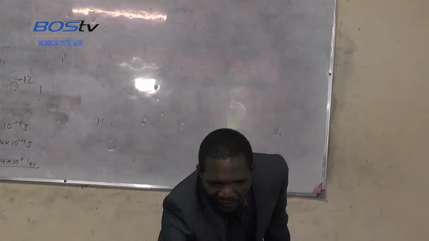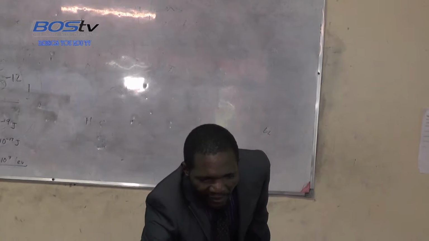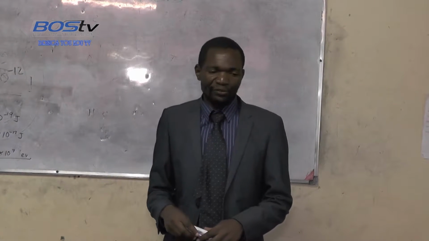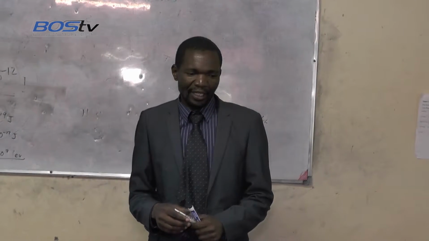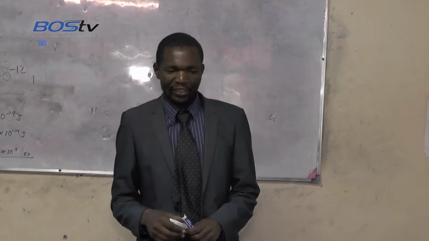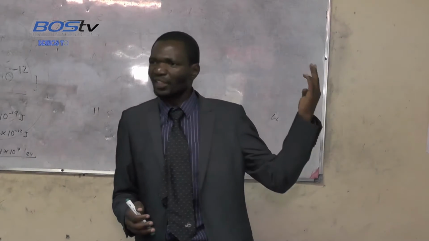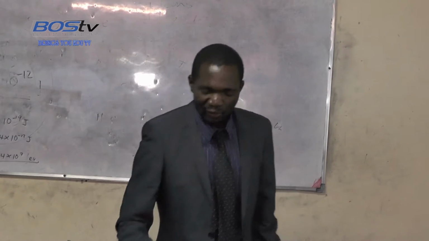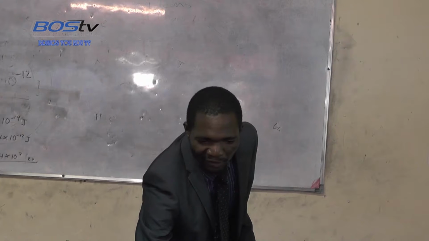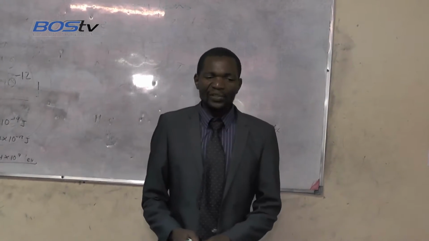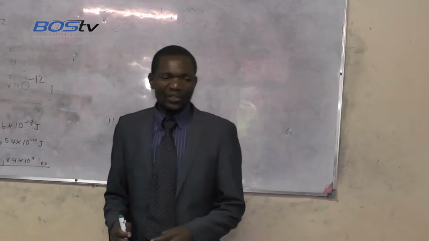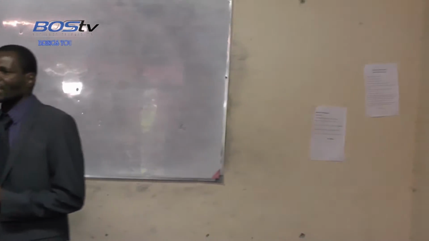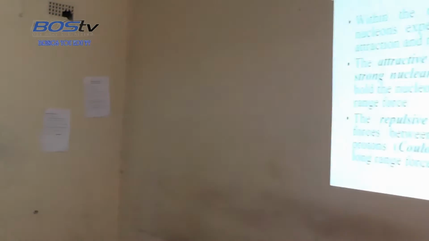So this one was answered. Yes, calculate the binding energy in mega electron volts of carbon-14 with a mass defect. That one is similar to the one we just did, so we can move on. Let's look at stability of nuclei. Within the nucleus of an atom, the nucleons experience two major forces. One which is attractive, the other one which is repulsive.